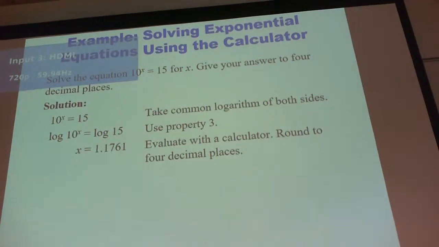And sometimes you'll notice the slides skip a little bit. Like, where did that come from? You can see where it came from.